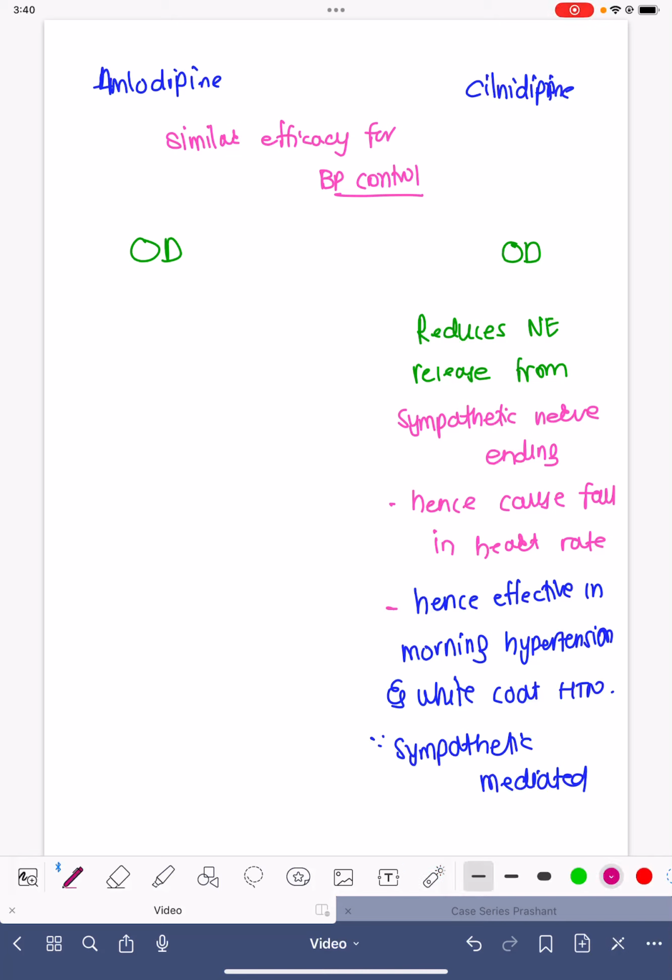Now today we'll be talking about amlodipine versus cilnidipine. Now we must know that amlodipine and cilnidipine, they both are calcium channel blockers. So what does that calcium channel blocker mean?